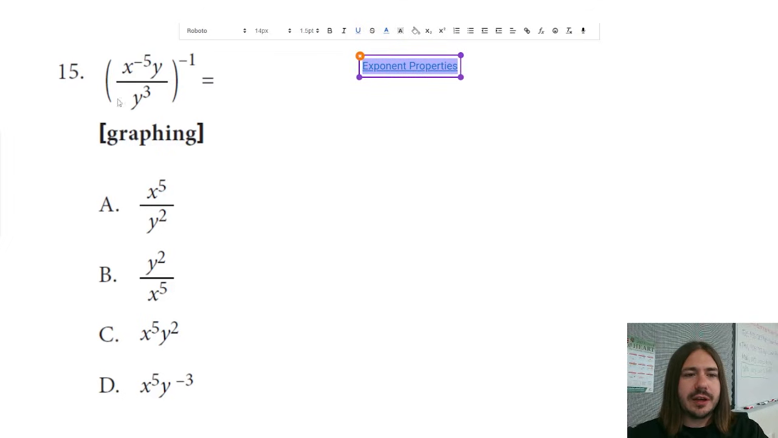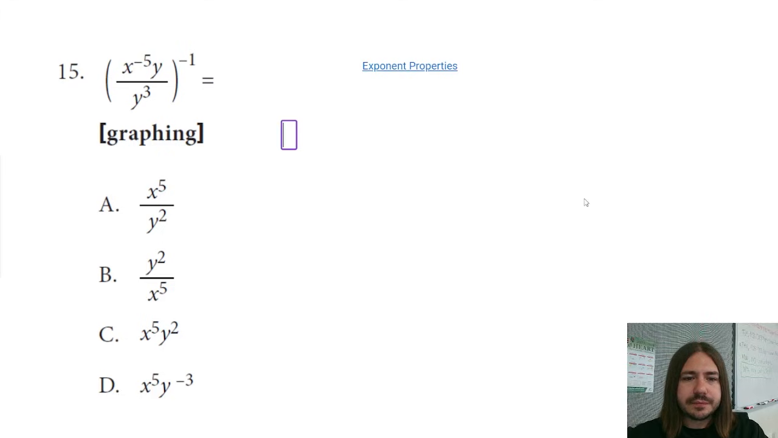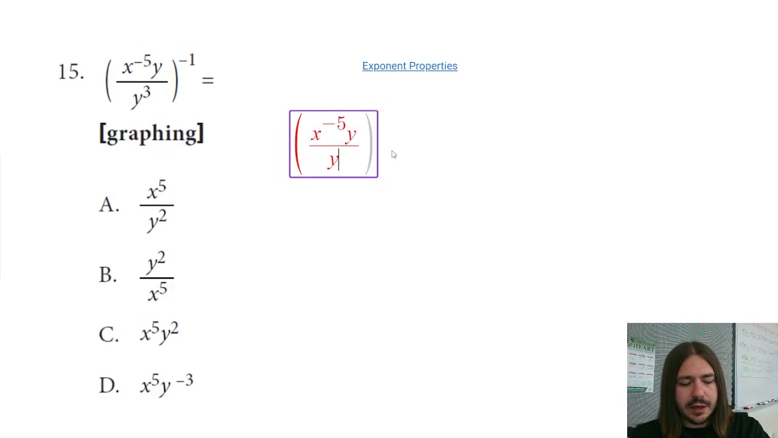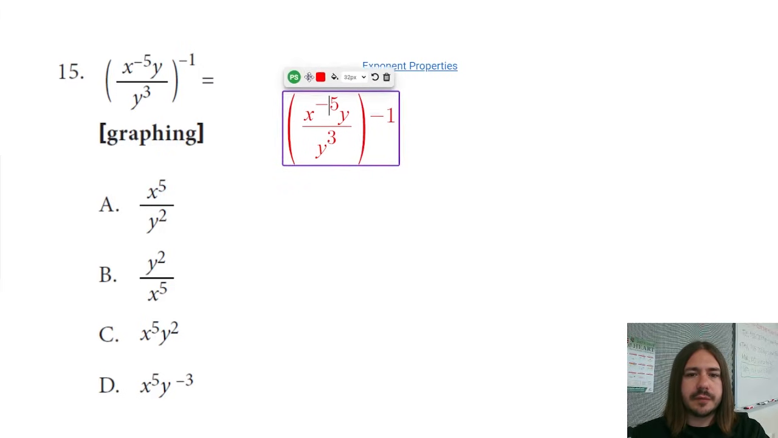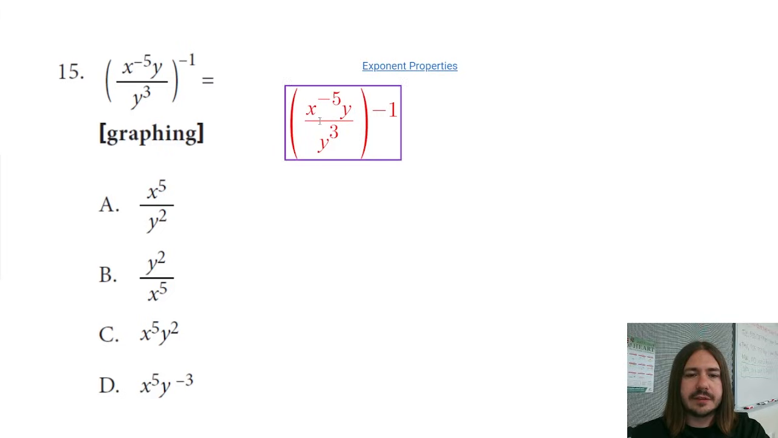But let me show you how we would do this one. We've got x to the negative 5th times y, all over y cubed. Now I'm going to simplify this probably a little differently than you may have seen before, but hopefully it'll all make sense. So the first thing I'm going to do is try to rewrite this so I don't have a fraction.